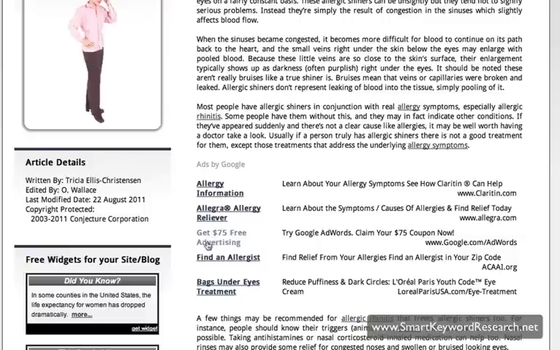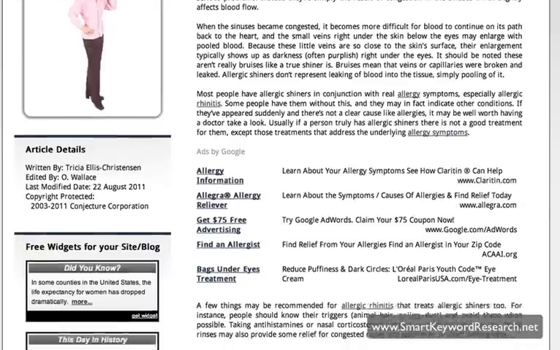And in fact, these are Google AdSense ads. See? Ads by Google. Ooh, I don't want to click that. But ads by Google. And the very first two ads are, learn about your allergy symptoms, see how Claritin can help. Learn about the symptoms and causes of allergies and find relief today.